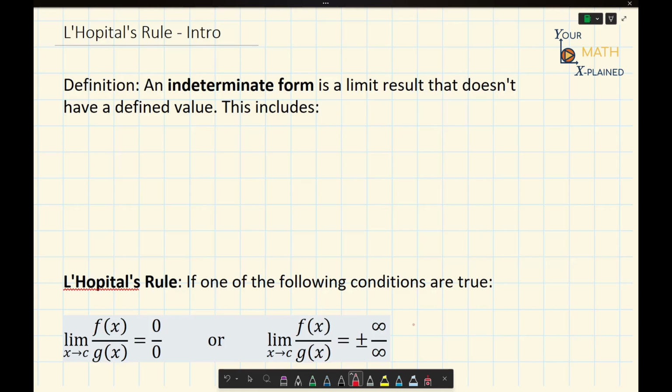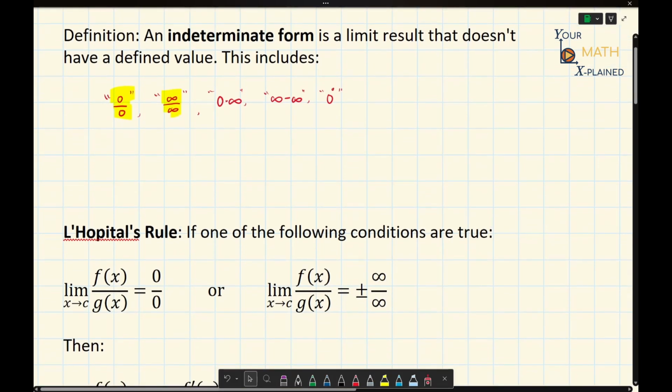First, we need to define what an indeterminate form is. It is a limit result that doesn't have a defined value. And this includes things like 0 divided by 0, or infinity divided by infinity. Now, there are many other types as well, things like 0 times infinity, or infinity minus infinity, or 0 to the power of 0. Now, for L'Hopital's rule, we're only going to be focusing on the first one and the second one. So 0 over 0, or infinity over infinity.